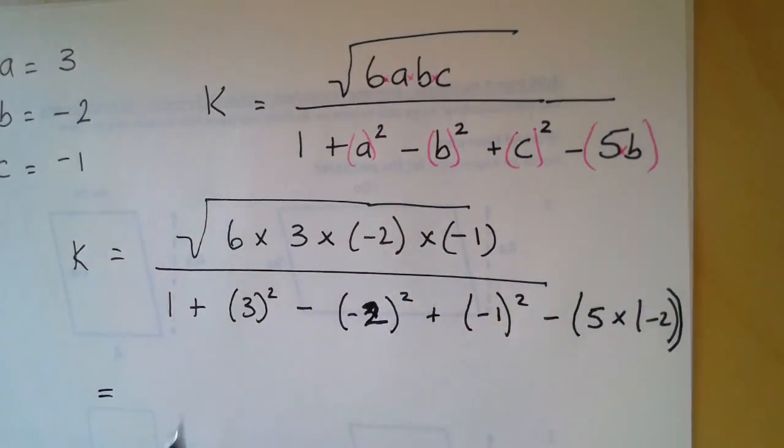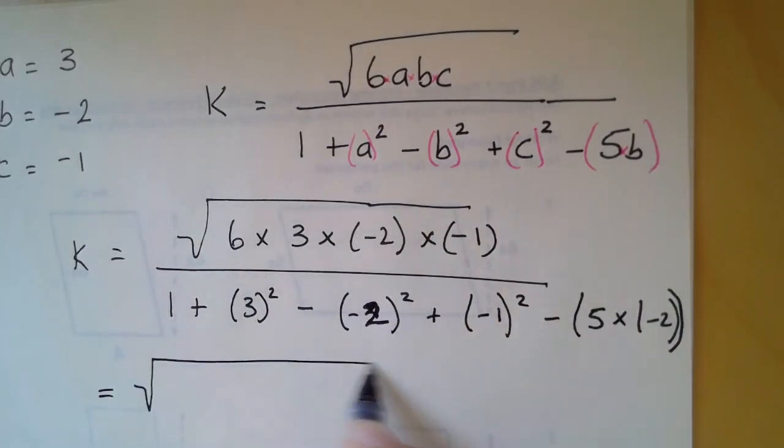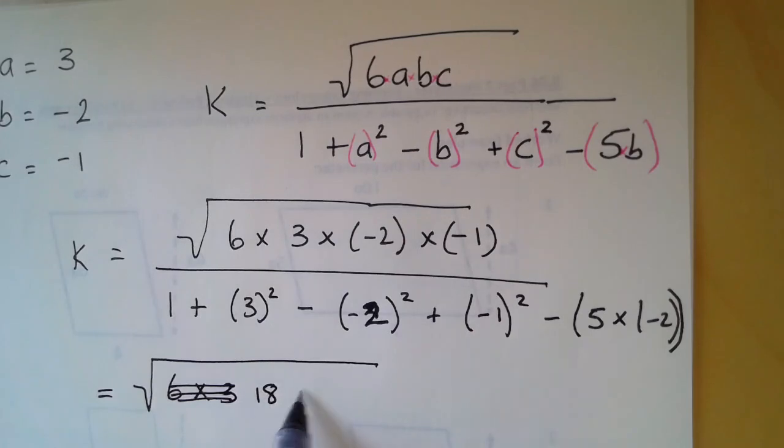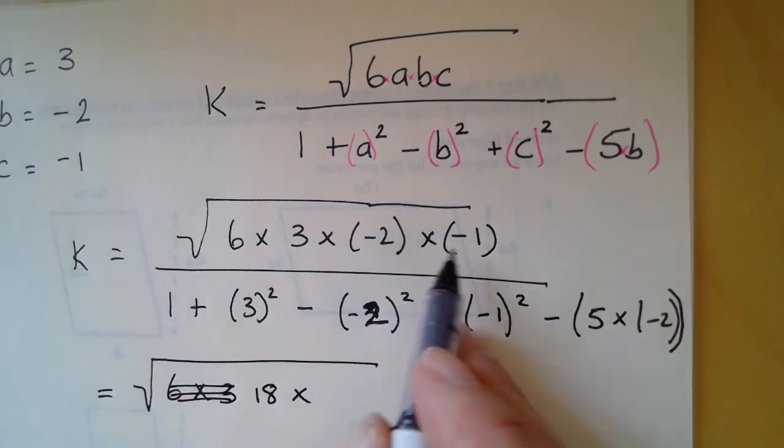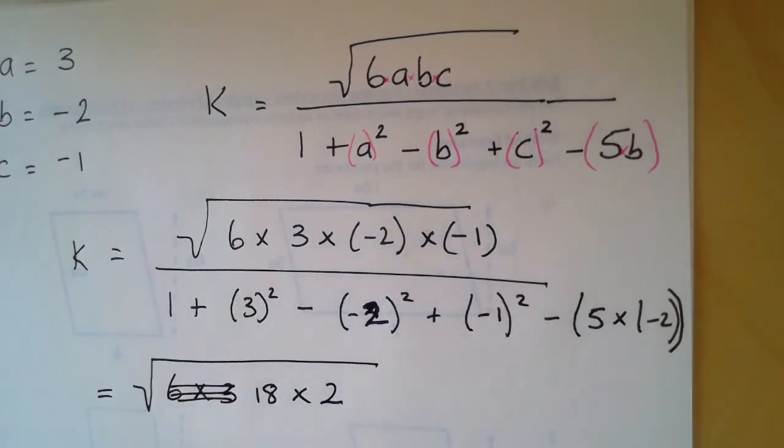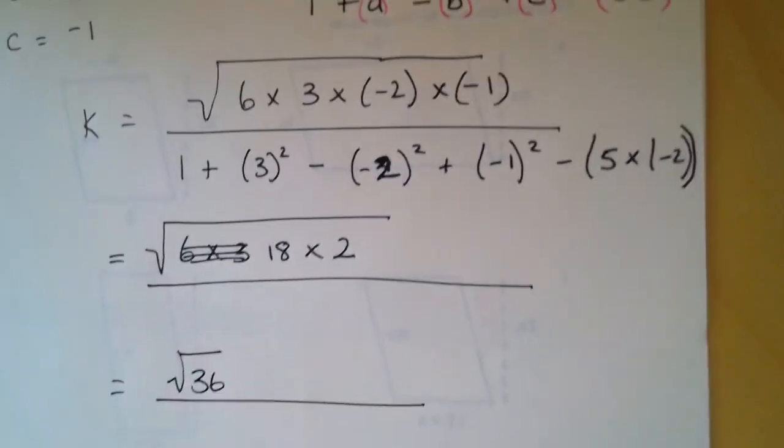The numerator. 6 multiplied by 3, which we could write as 18, multiplied by negative 2 multiplied by negative 1 is 2. So 18 multiplied by 2. I'm going to put the numerator in a minute, denominator in a minute. 18 multiplied by 2 is 36, and then we can square root the 36.